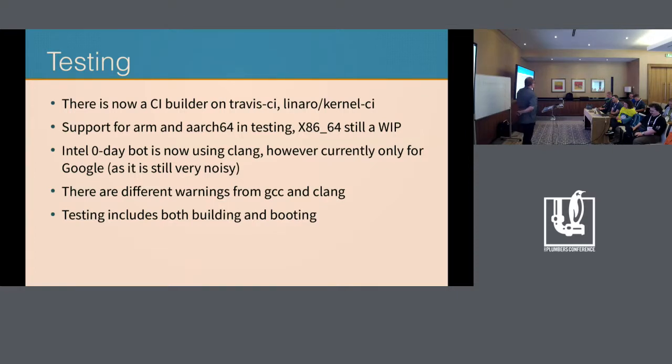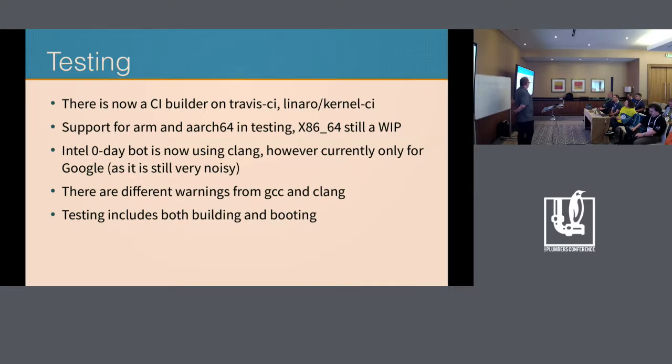The other one that's kind of awesome is the zero-day bot from Intel is now actually also supporting a Clang-built kernel. However, at the moment, it's private only for Google, in part because it's still very noisy. It still has a lot of warnings and other things in it that they're slowly working through. But they're really hoping that they can make that more globally available once they reduce the noise on it. The last thing that everybody here wants to see is a million errors and warnings coming out from a compiler that they're not strictly using themselves at that point in time.